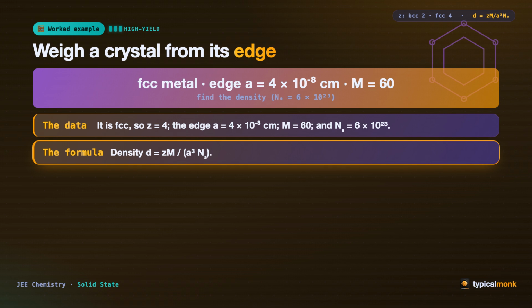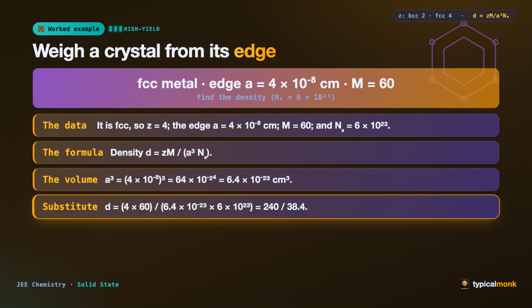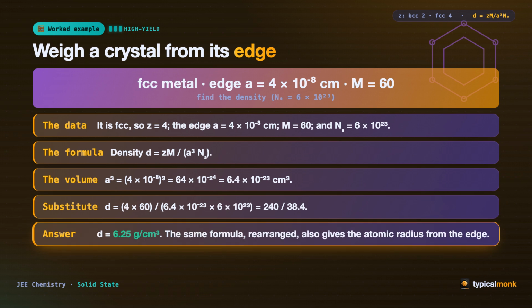Density equals Z M over a cubed times Na. The volume. a cubed equals bracket 4 times 10 to the minus 8, all cubed, which is 64 times 10 to the minus 24. That is 6.4 times 10 to the minus 23 cubic centimeters. Substitute. Density equals 4 times 60 over bracket 6.4 times 10 to the minus 23 times 6 times 10 to the 23, which is 240 over 38.4. The answer. Density equals 6.25 grams per cubic centimeter. And the same formula, rearranged, also gives the atomic radius from the edge.